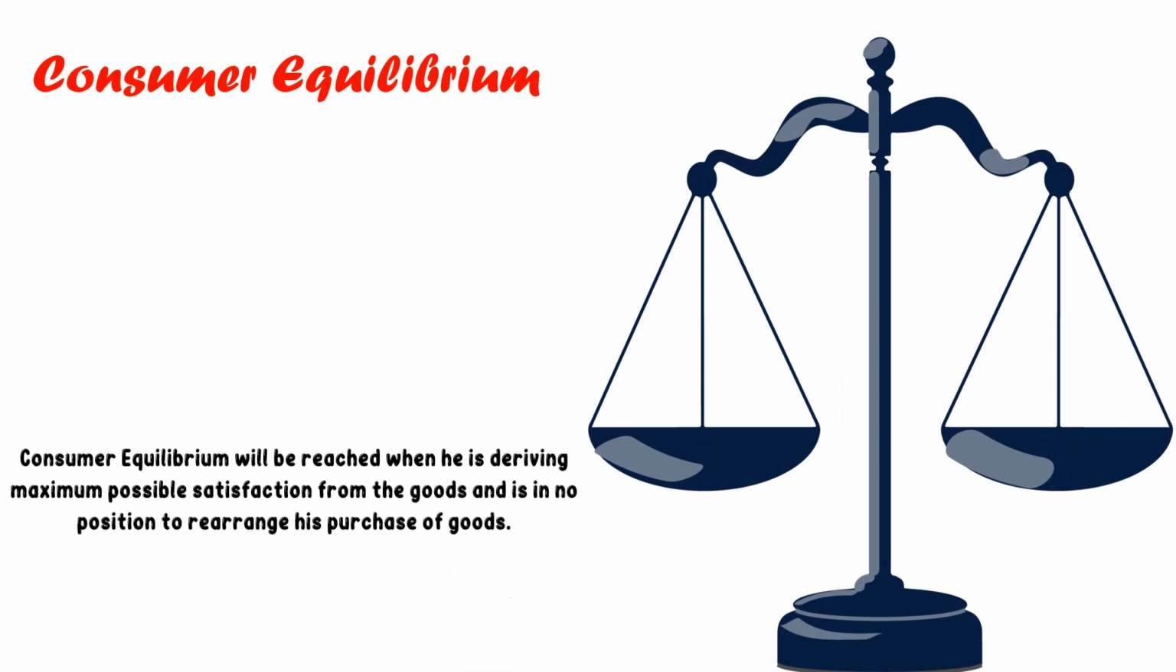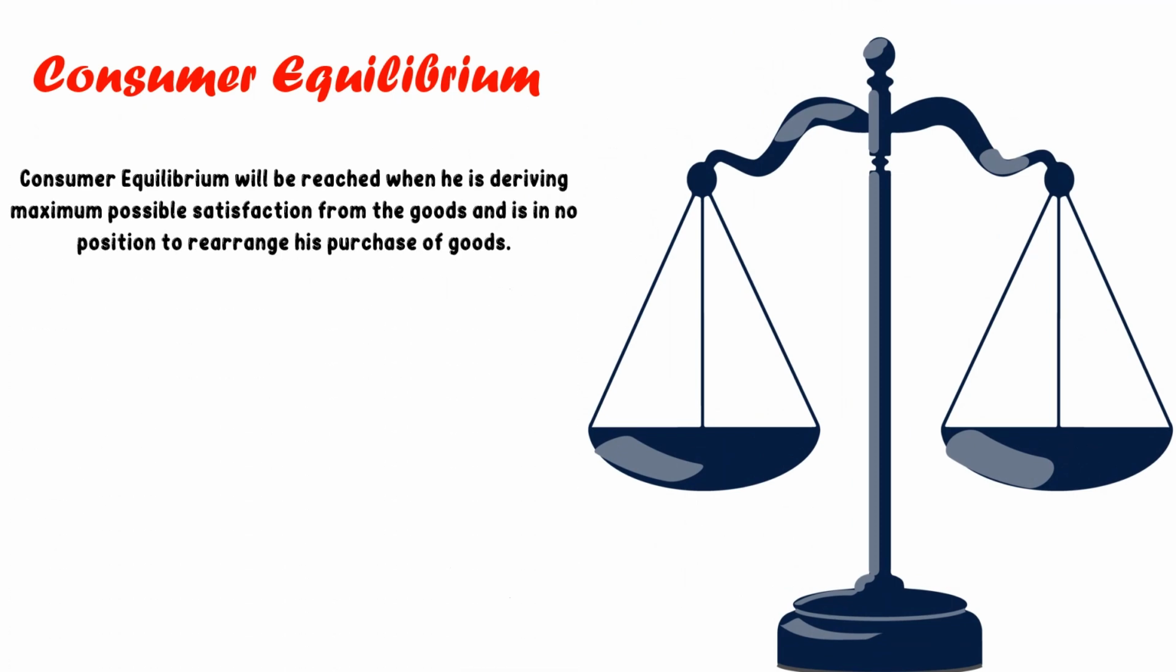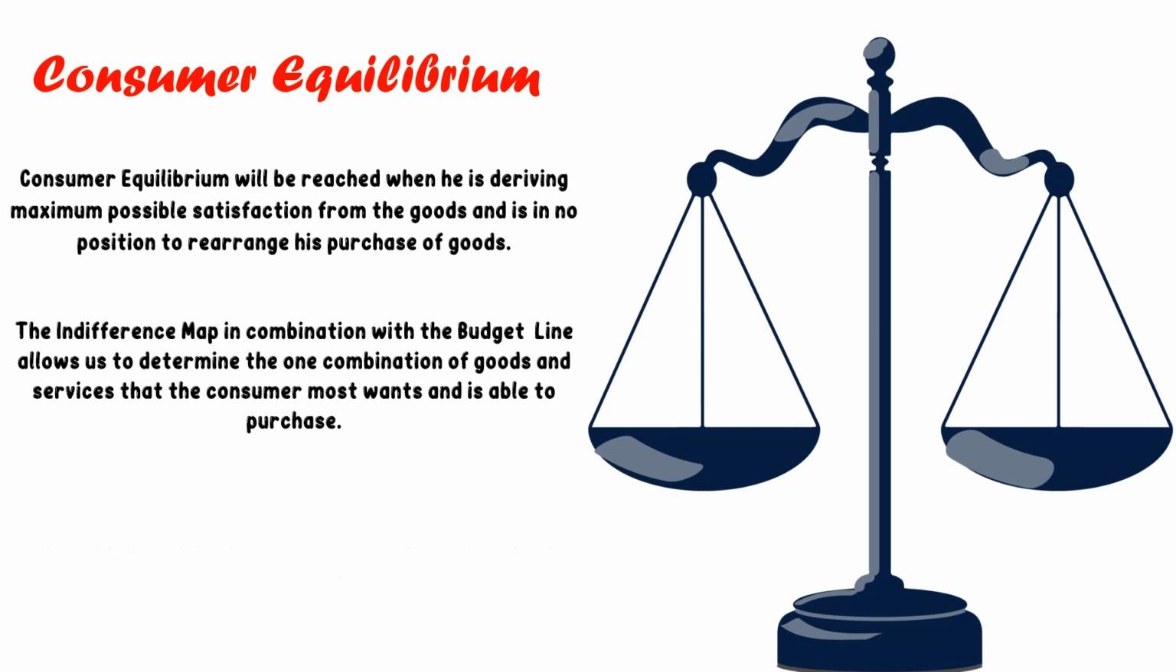So now guys, we finally made it to the last topic in this video, which is consumer equilibrium. Consumer equilibrium will be reached when the person is deriving maximum possible satisfaction from the goods and is in no position to rearrange his purchases of goods. The indifference map, in combination with the budget line, allows us to determine the one combination of goods and services that the consumer most wants and is able to purchase.